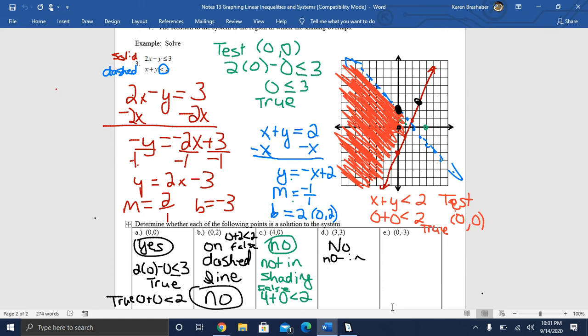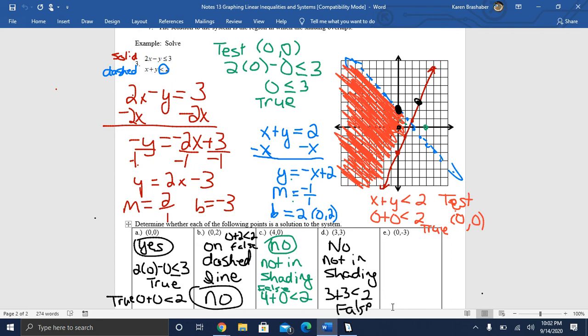And then another reason that you could give is if you plug it into the bottom equation, it does not work. So I'll show that as well. So not in shading. And then the bottom equation, 3 plus 3, is not less than 2. So again, we have a false.